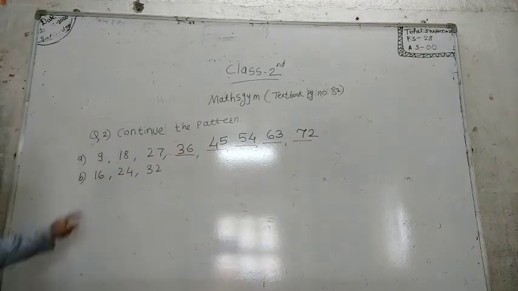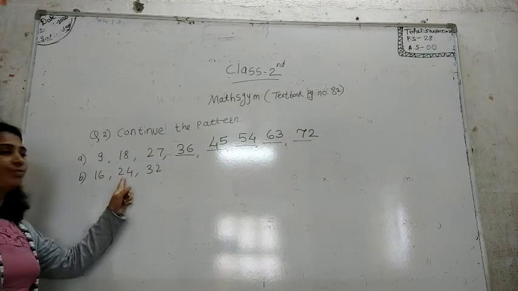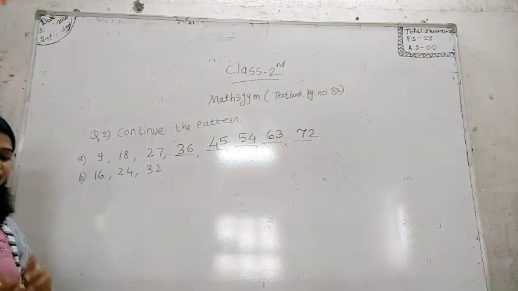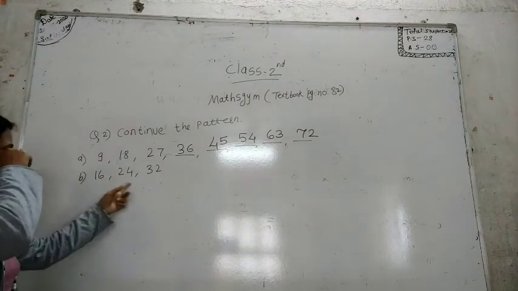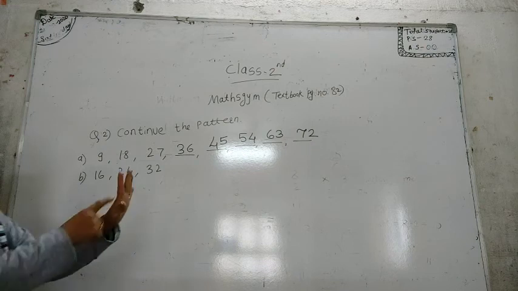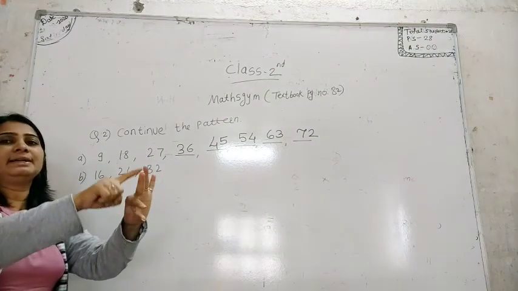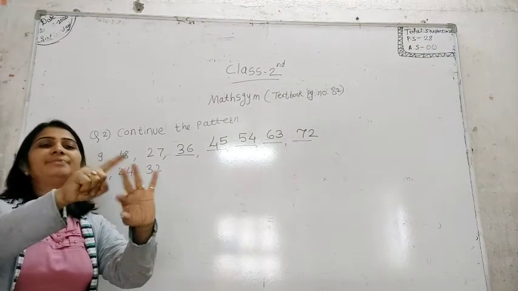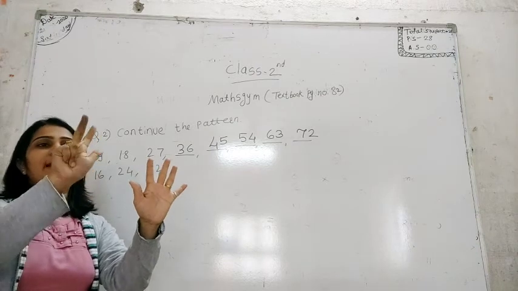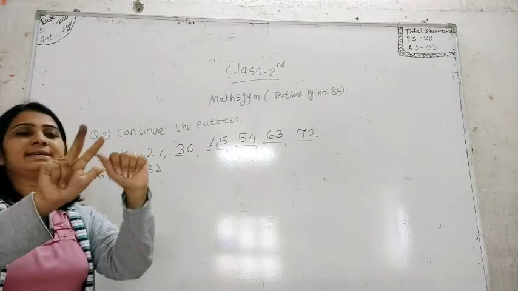Then the next is 16, 24 and 32. First we have to find out the difference between the two numbers. So 16, 17, 18, 19, 20, 21, 22, 23 and 24. Then 5, 6, 7, 8.